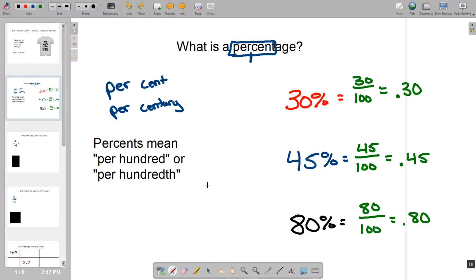If you get a 98% on the test, what that means is if there were 100 problems, you would have gotten 98 of them correct. And that is always what percent means.